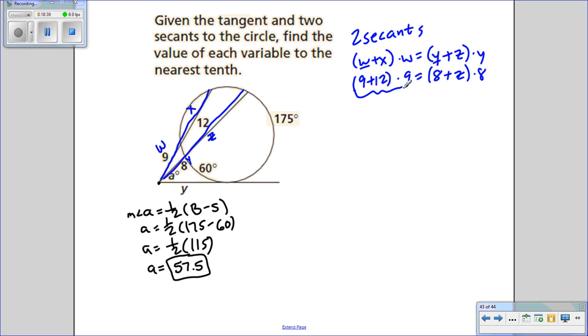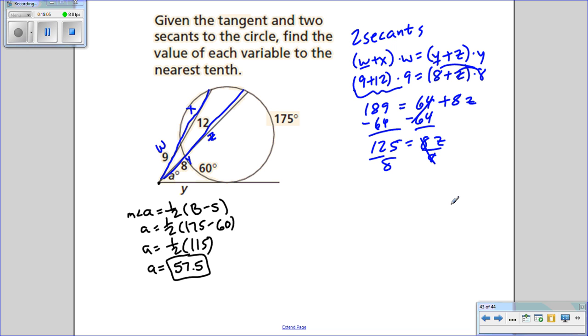I'm going to calculate that side first. 9 plus 12, and then multiply it by 9. We get 189. Over here I'm going to distribute, so that's 64 plus 8z. Now I can subtract 64 from both sides. So 189 minus 64 would be 125. And over here we have 8z. Now I can divide by 8, and I should have my missing measure. So this part right here would be, to the nearest tenth, 15.6.